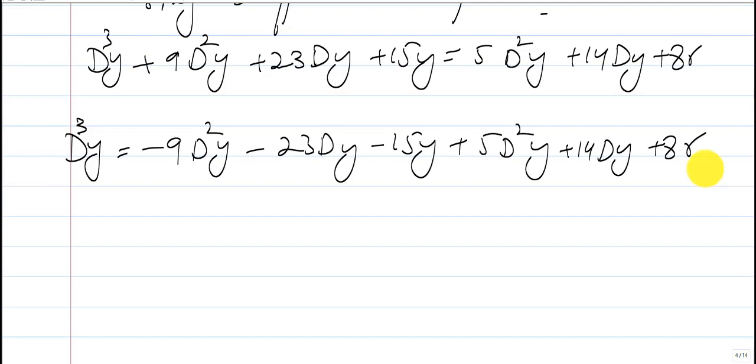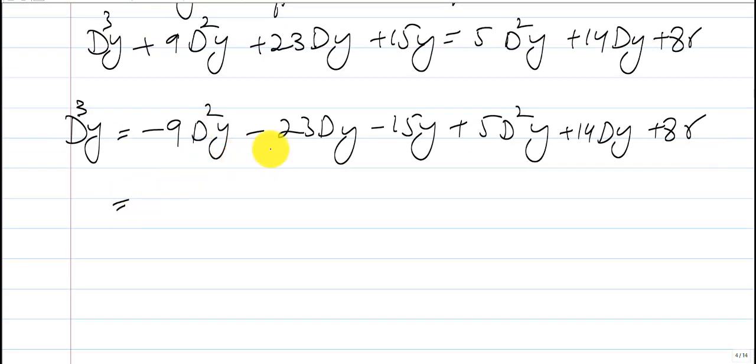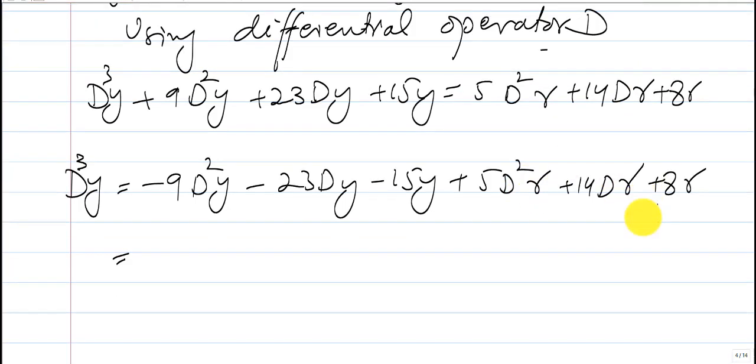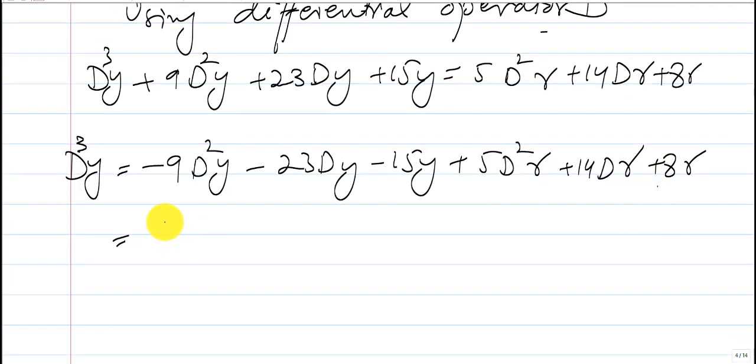Now we collect all the terms of D^2 and D and without the differential operator terms separately. So here we have this D^2 and D^2 here. Sorry, one mistake that I made here. This is not y, again similarly y, not y here. So this is r, r, r. Okay.